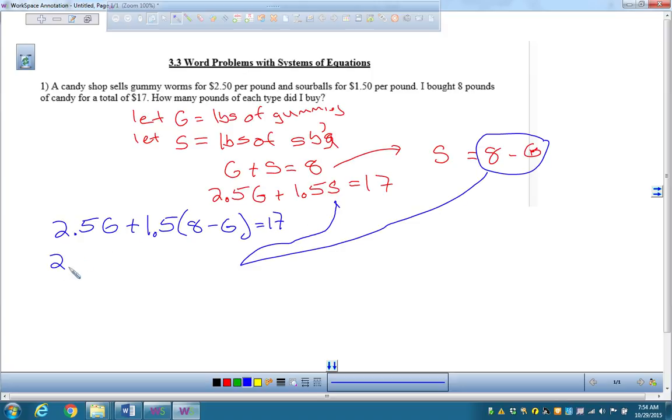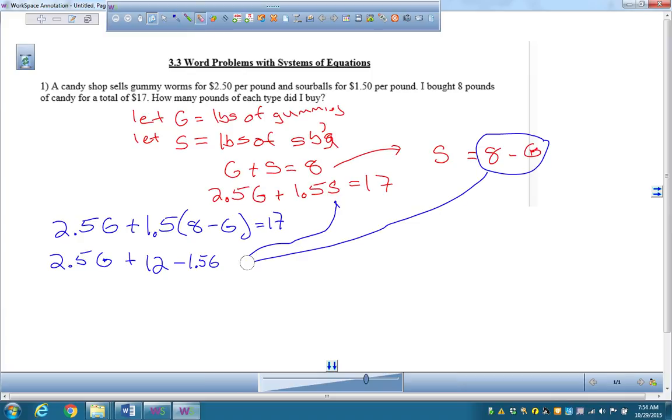So I have 2.5G. I know my G's look like 6s. I don't know how to make them look better. Plus, what's 1.5 times 8? 12. That's not too bad. That's 12. Minus 1.5G. And let's get rid of this mess over here. Equals 17. And then I'm going to combine my like terms.